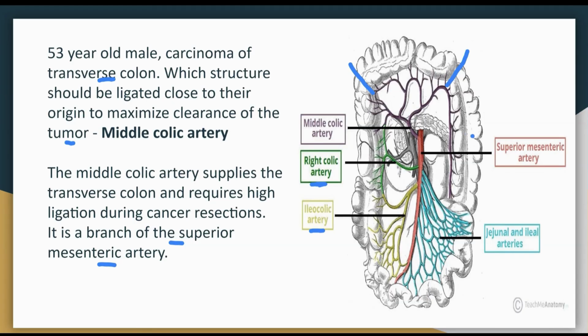On the left side, the descending colon is going to be supplied by the left colic artery, which is given by the inferior mesenteric artery.